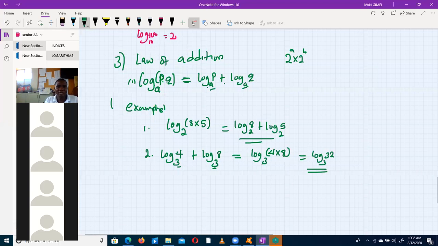We're just using the laws of indices. So if you don't understand the law, you can ask. I'm trying to demonstrate these laws using the examples. Teacher. Yes, please.